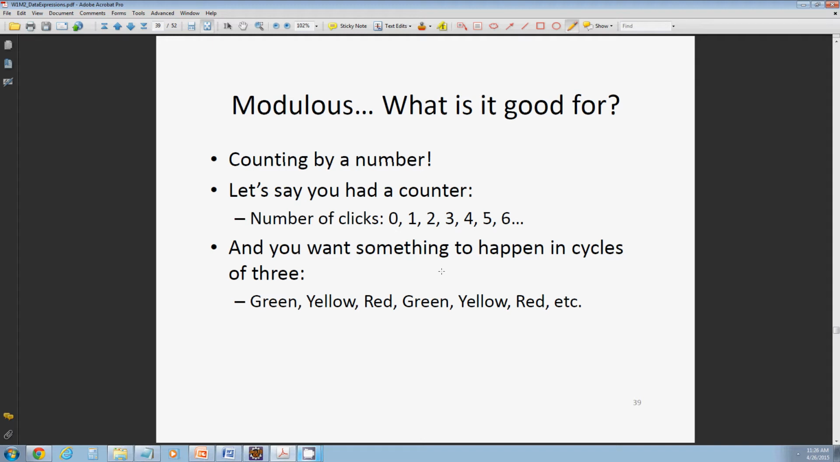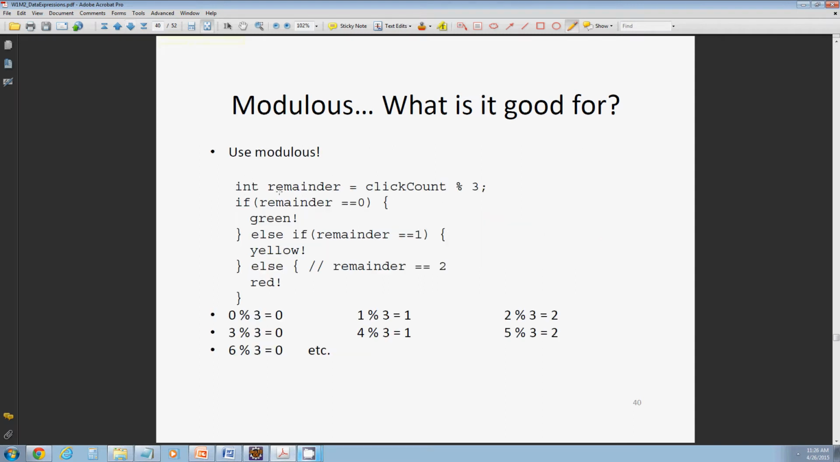But if you keep track of how many times they're clicking the button, that's going to increment, 0, 1, 2, 3, 4, 5, 6. That's going to go on and on and on. So we can use modulus to represent this situation. For example, if we set the remainder to be the number of times the person has clicked that button, modulus 3, then we can just check that remainder, and if the remainder is equal to 0, then we're going to display green. If the remainder is equal to 1, then we're going to display yellow. And if the remainder is equal to 2, we're going to display red.